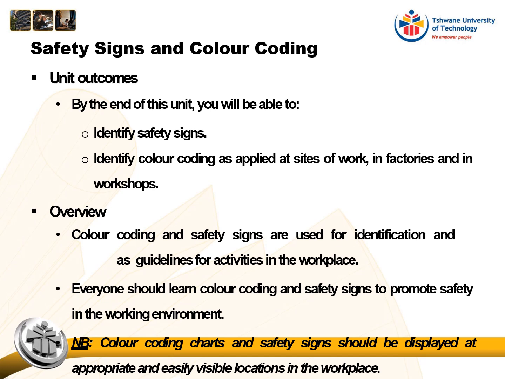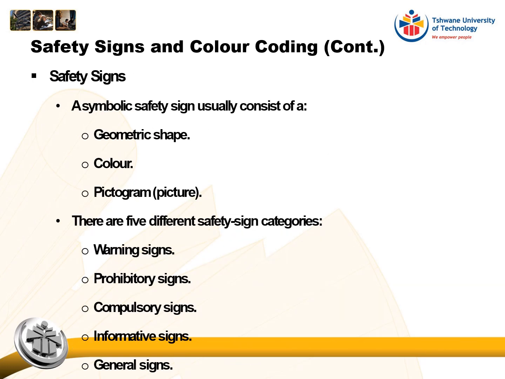An overview. Color coding and safety signs are used for identification and as guidelines for activities in the workplace. Everyone should learn color coding and safety signs to promote safety in the working environment. Color coding charts and safety signs should be displayed at appropriate and easily visible locations in the workplace.